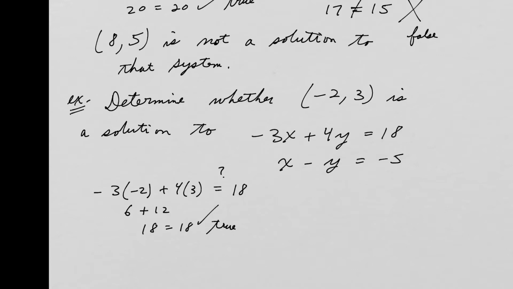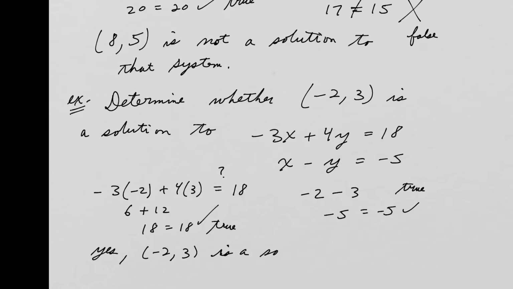And if I try the second one, I have -2 minus 3. Well, that's -5 equals -5. That's also true, right? That works. So therefore, is that point a solution? Yes. Yes. (-2, 3) is a solution to that system.